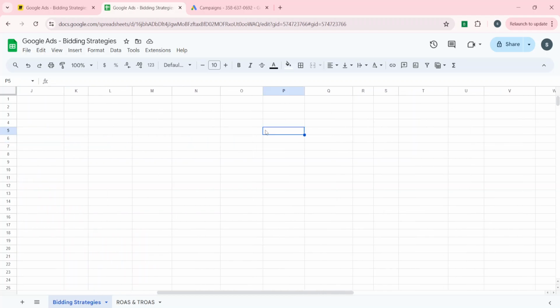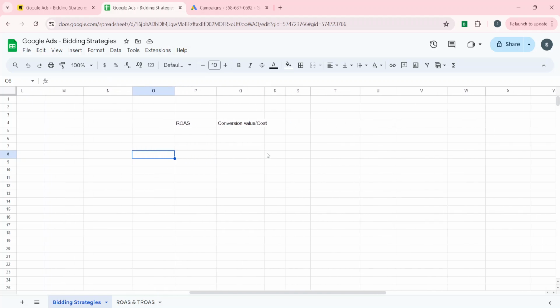What is the formula for ROAS? Conversion value divided by cost. That is the formula for ROAS. Let's keep it like this: conversion value divided by cost. Let's take a few examples. I have discussed this in the metrics lesson, but let's discuss it once again as a revision for you.